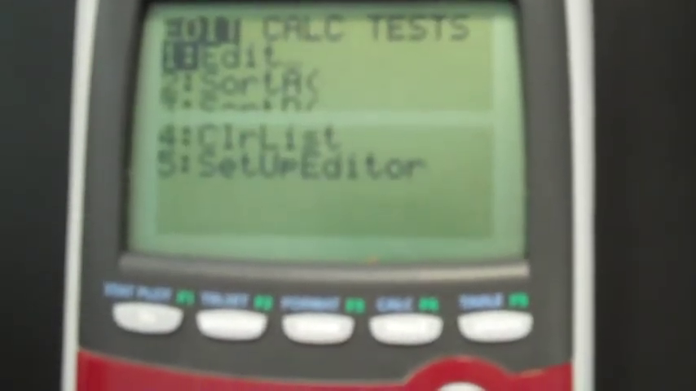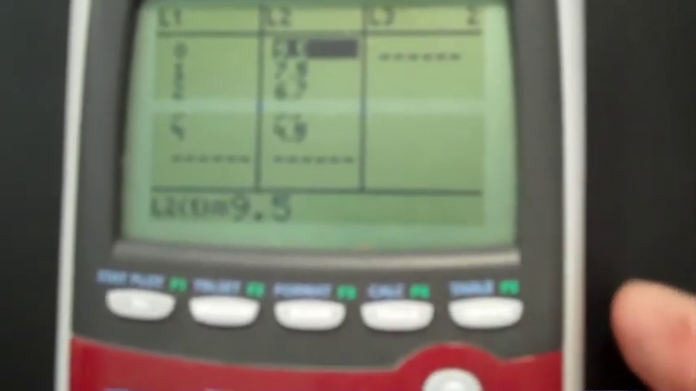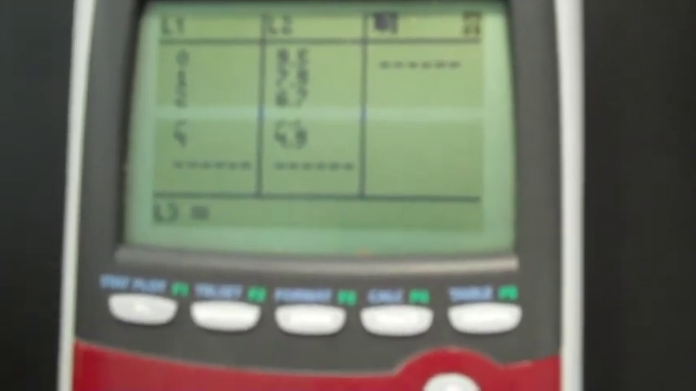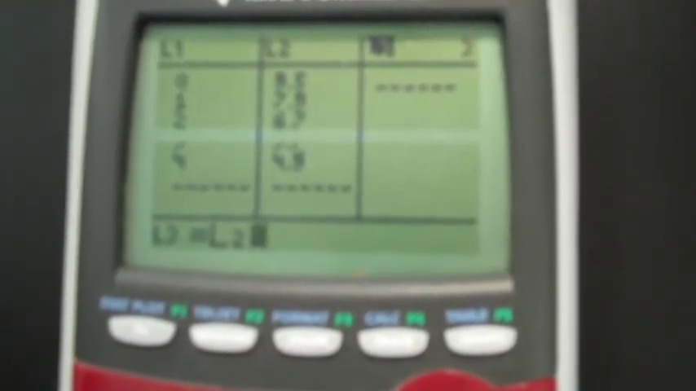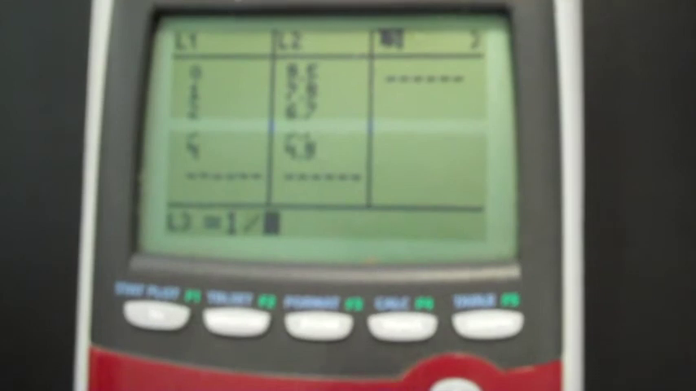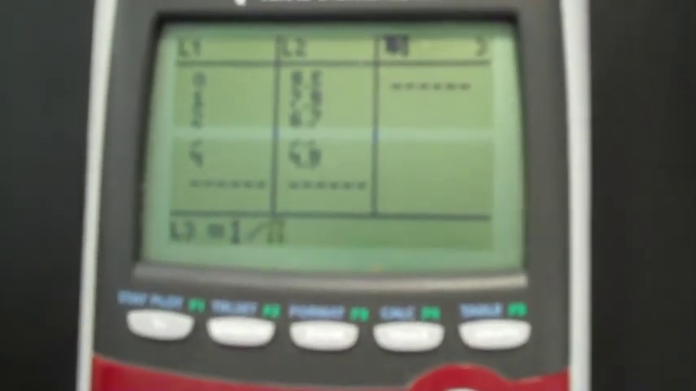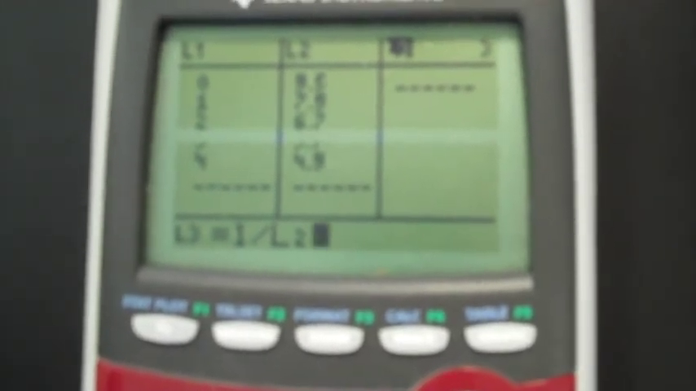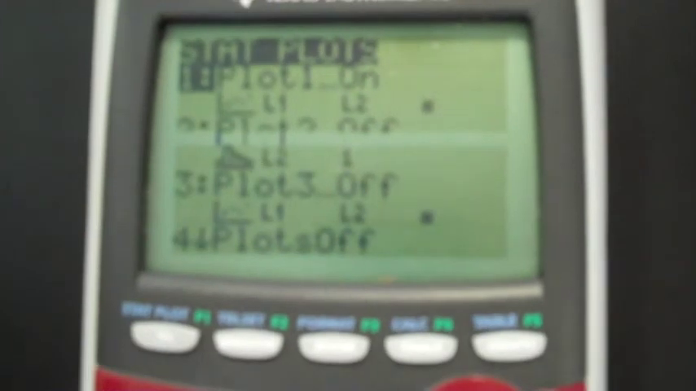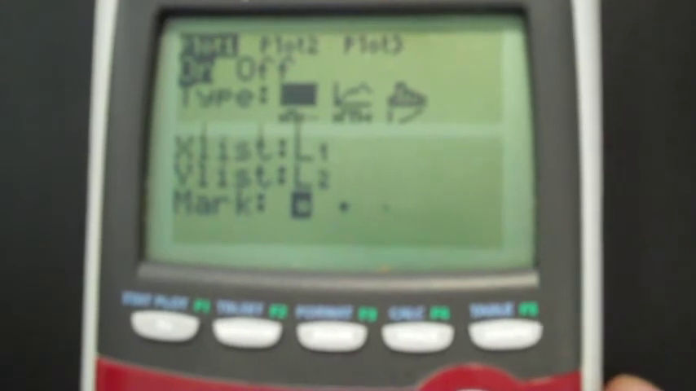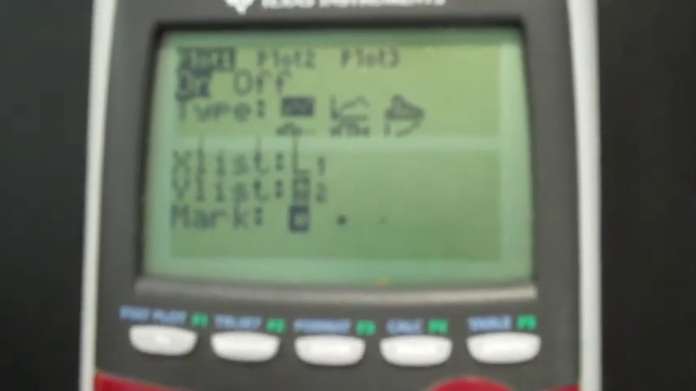So I'm going to go into the stats, and I'm going to do a third column where I'm going to let L3 equal L2. Actually, I'm going to change that. Let it equal 1 divided by L2. Let's look at the inverse. And when we look at this graph, I'm going to turn on a plot where I'm going to be graphing L1 versus L3.